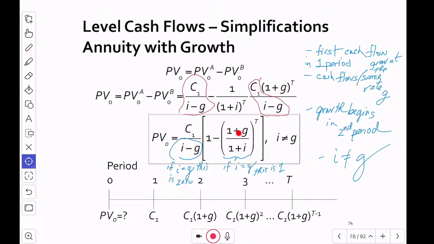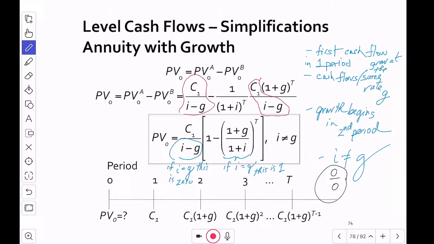So you would have 0 times anything is 0. So you would have 0 divided by 0. That is not meaningful, right? 0 divided by 0 is not meaningful. This formula does not work, okay, if I equals G.